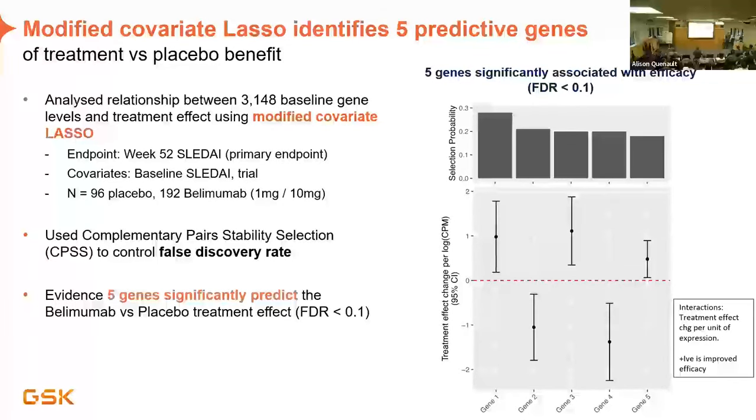I've anonymized the gene names. That was a condition of presenting this. But applying modified covariate lasso, we found five genes that, as inferred by this procedure, significantly predict the benefit of treatment versus placebo. The nature of those interactions is in the bottom right plot, but of course it doesn't mean much without gene names. And this is, as I say, control of false discovery rates under CPSS at 10%.